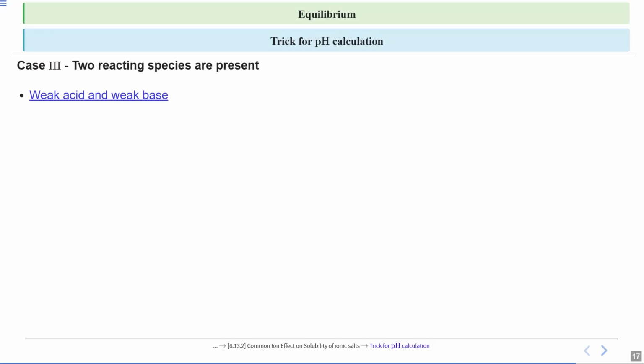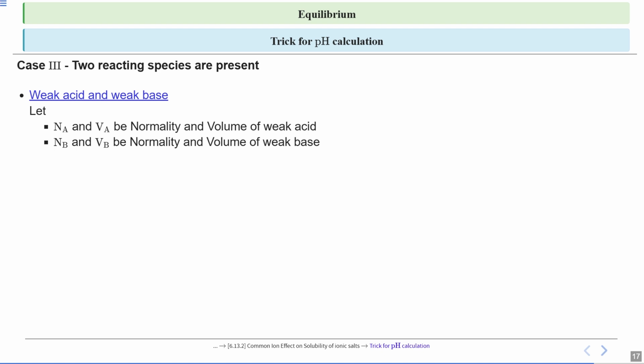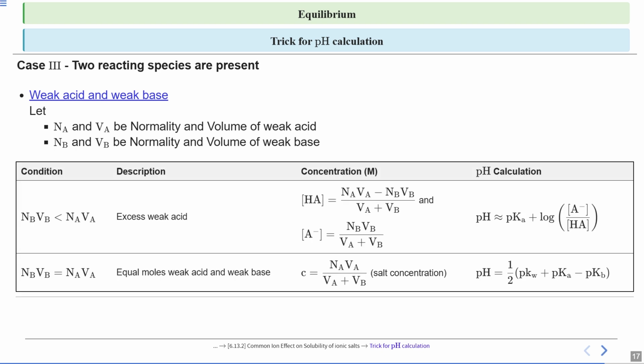Moving on to the last situation where we have a weak acid and a weak base. Suppose NaVa be the normality and volume of the weak acid and NbVb be the normality and volume of the weak base. If we are having the excess acid, then in that case, first we will calculate the excess acid concentration and we will calculate the conjugate base concentration or the salt's concentration. After that, we will use the formula of buffer. So this will be acidic buffer due to the presence of excess weak acid. So pH will be equal to pKa plus log [A−] concentration divided by [HA] concentration.